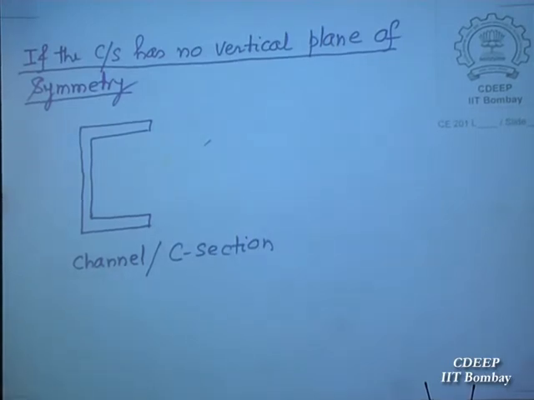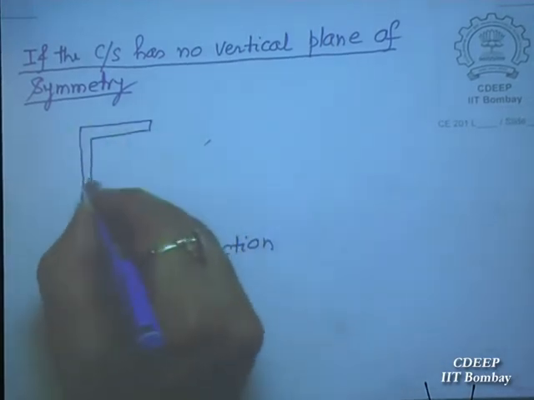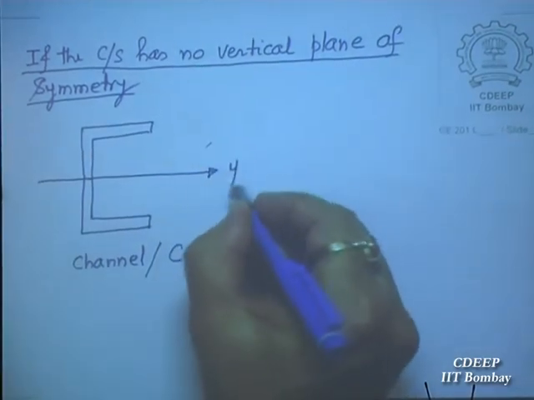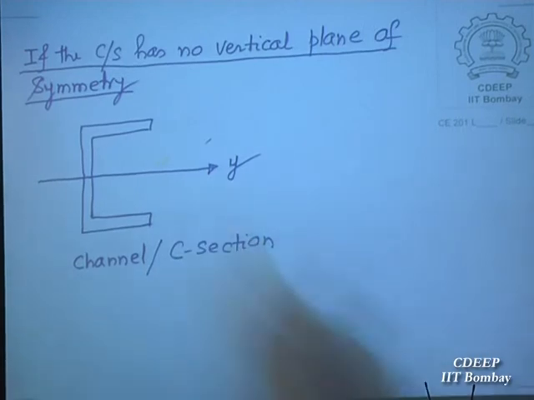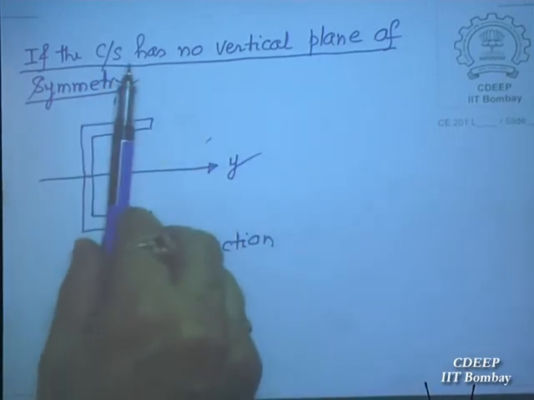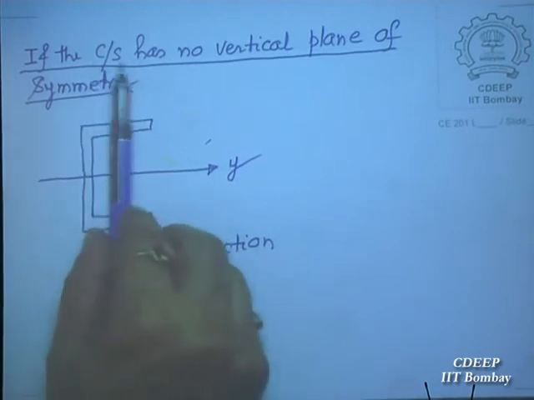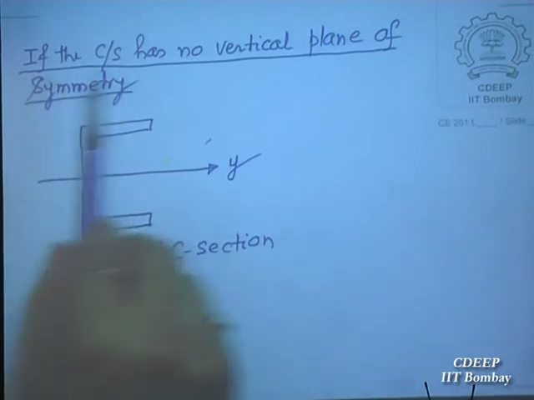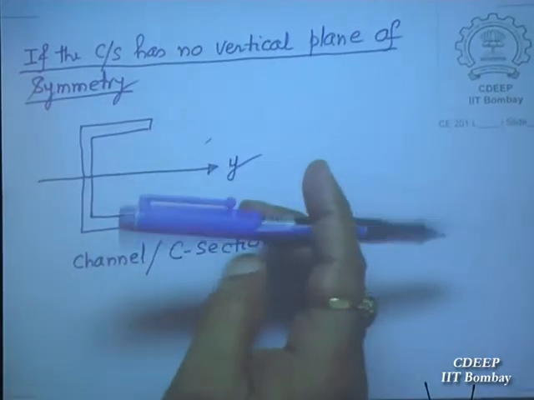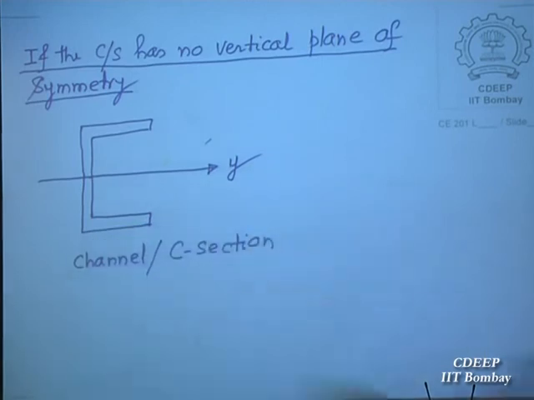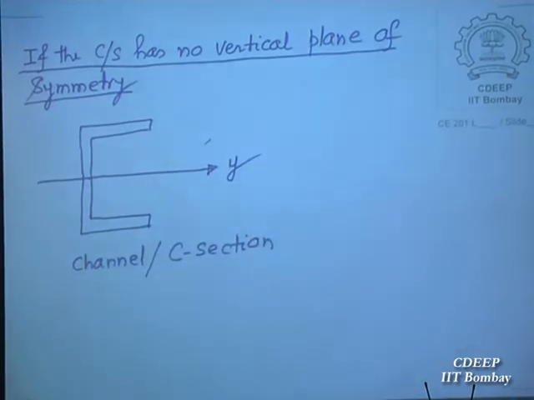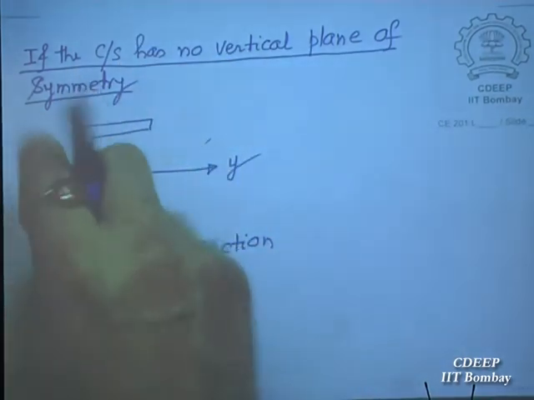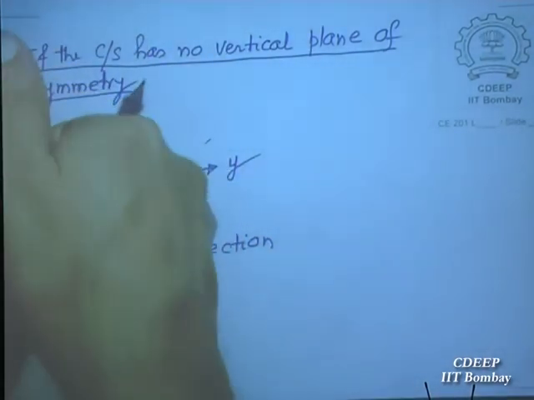So then this has your, what is this axis? Y axis. Now I cannot put my Z. There is no Z which will divide this section into two mirror parts; there is no vertical plane of symmetry. So here what happens, if you apply a load from the top, this section will twist.